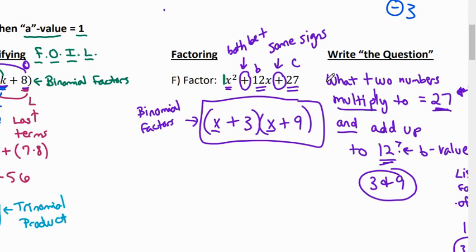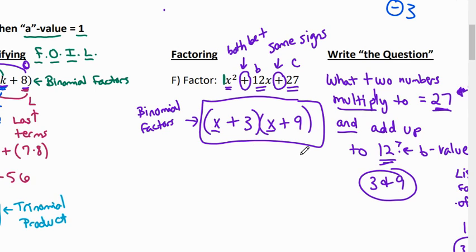And again, a lot of this is mental. Setting up the two binomials, x squared factors into x and x, two numbers that multiply together to equal 27 that add up to 12, 3 and 9. The signs are the same. They both have to be positive, plus and plus.